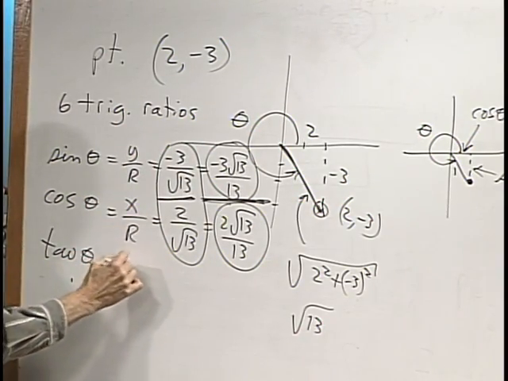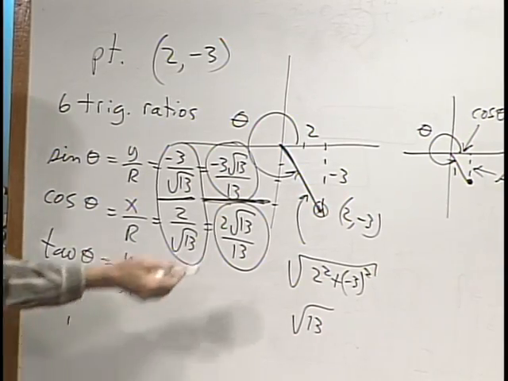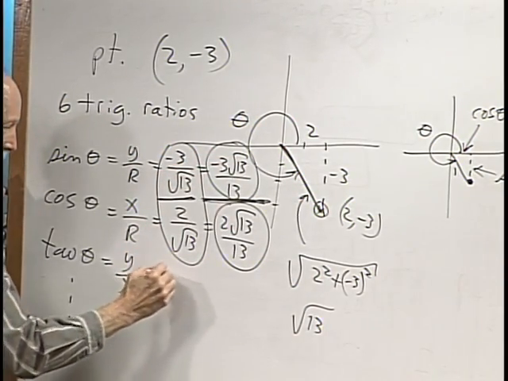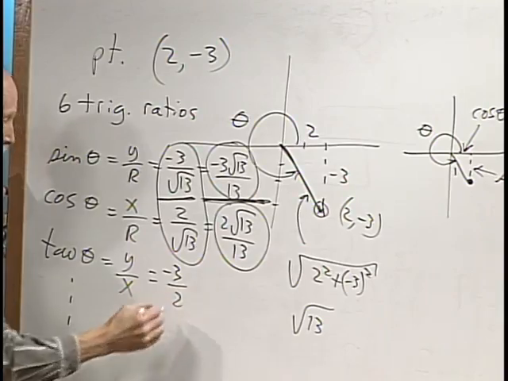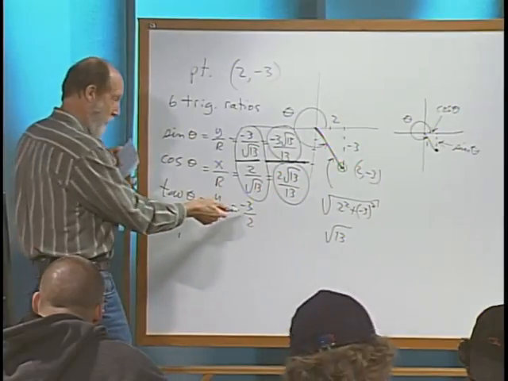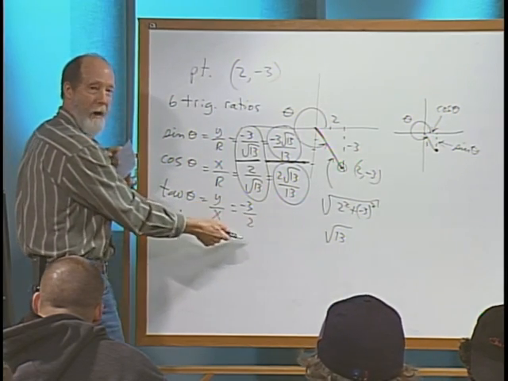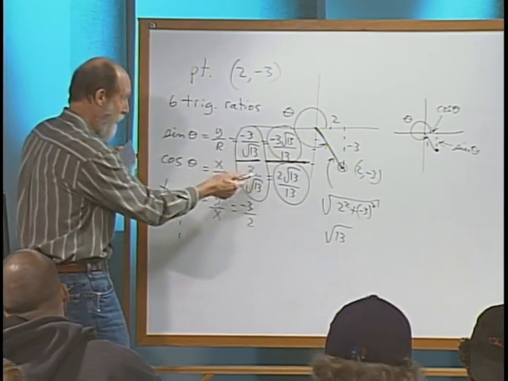Or take the y over the x, your choice. If you take the y over the x, it's negative 3 over 2. Now think about that before you just blindly believe what you wrote down. Everybody okay with that? Y over x, these three different ways of seeing it.